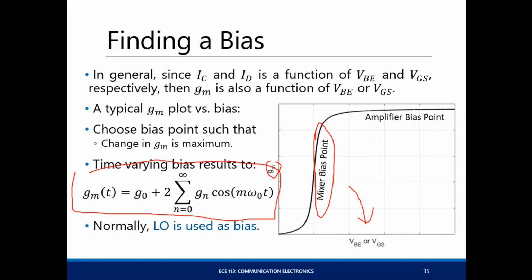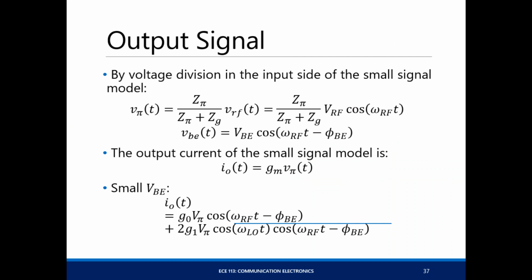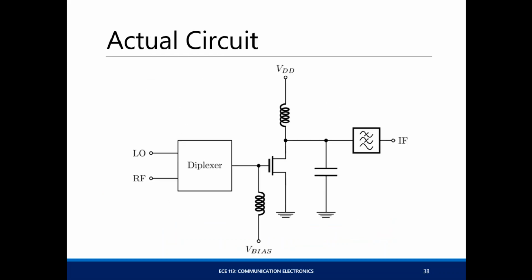Okay? And the effective small signal model becomes this. Your output voltage is equal to GM times R0 times VI. Okay? Something of the sort. And we get a term that is multiplied. Okay? So an example circuit would be this.